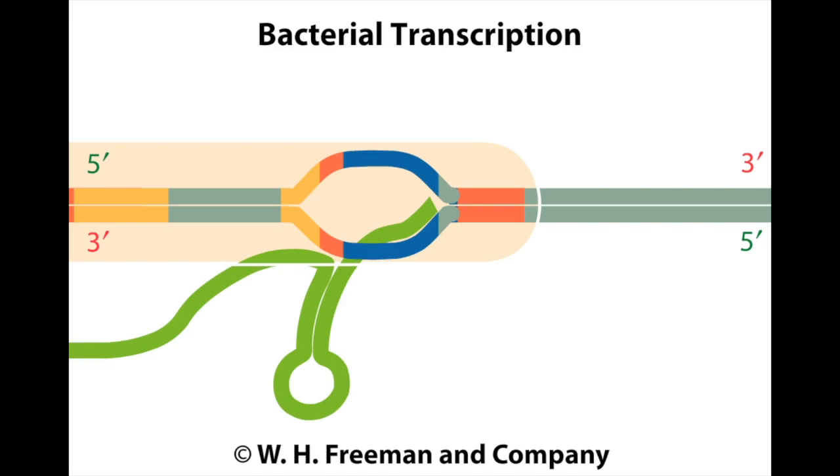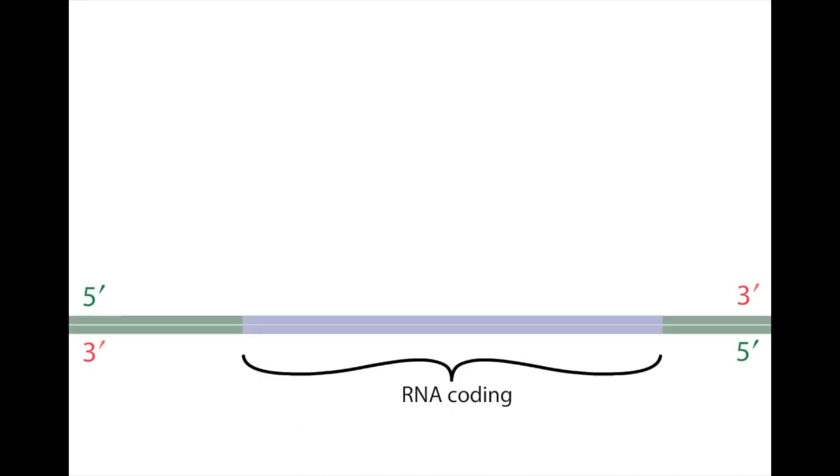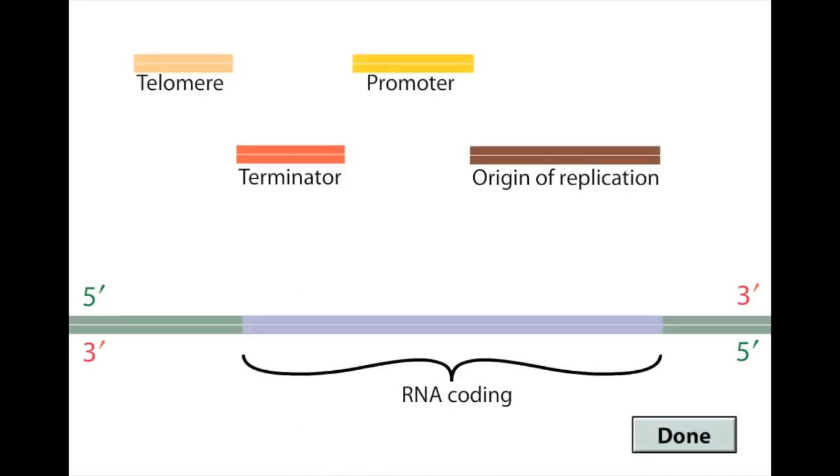So I'm going to go through this animation and see how I do in placing the different components that are important for bacterial transcription. So here we go. A transcription unit is a stretch of DNA that encodes a single RNA molecule and the sequences necessary for its transcription. Complete the bacterial transcription unit by placing the remaining critical regions on the DNA duplex at the bottom of the screen.